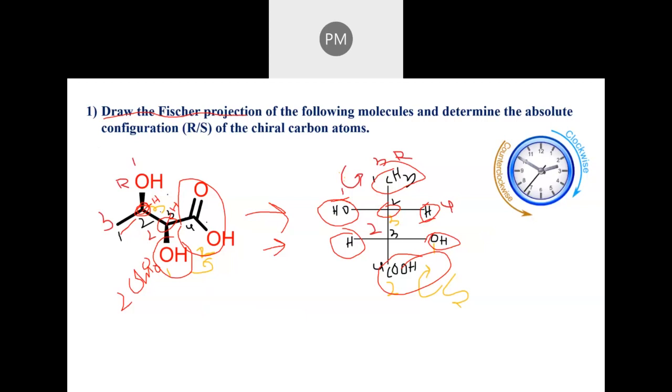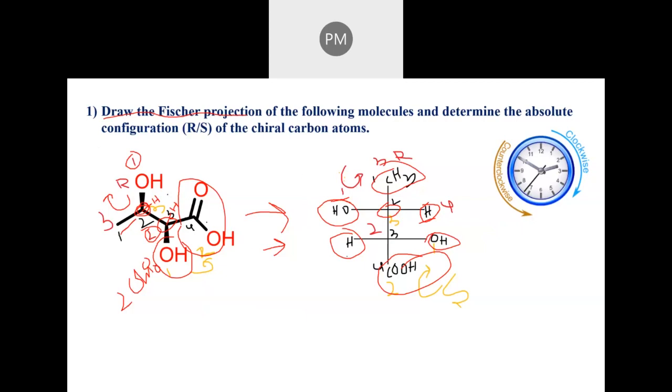Now we have to check whether this is right or wrong, by comparing with the wedge-dash form of this chiral center. Here the methyl, OH, and this carbon center are attached. OH is the first priority, this carbon center the second, and methyl the third. If we rotate, the rotation is clockwise, and with the fourth priority below, the configuration will be R. So the wedge-dash form and the Fischer form all match, and this center we have drawn correctly.